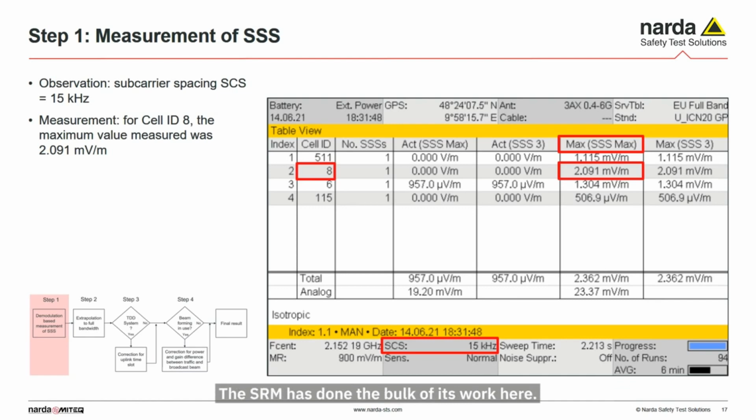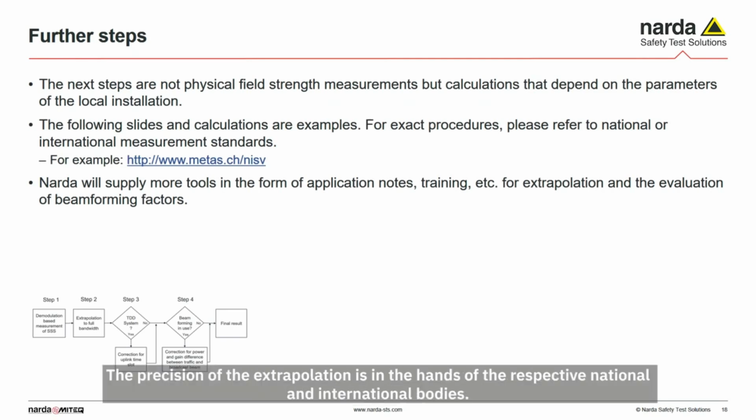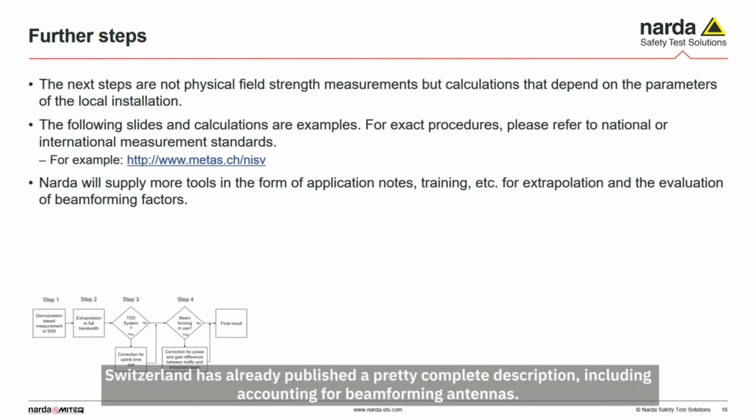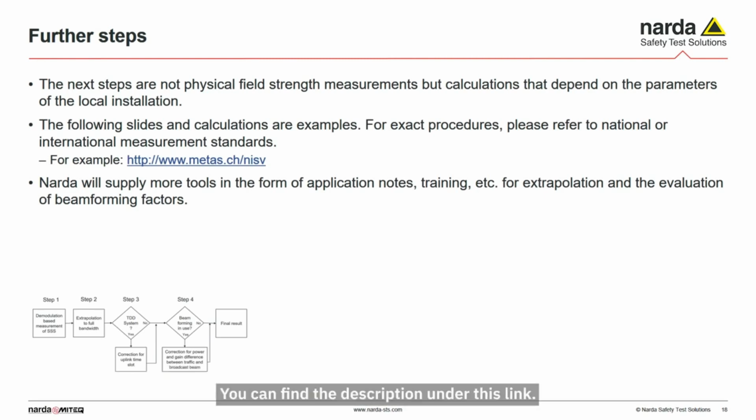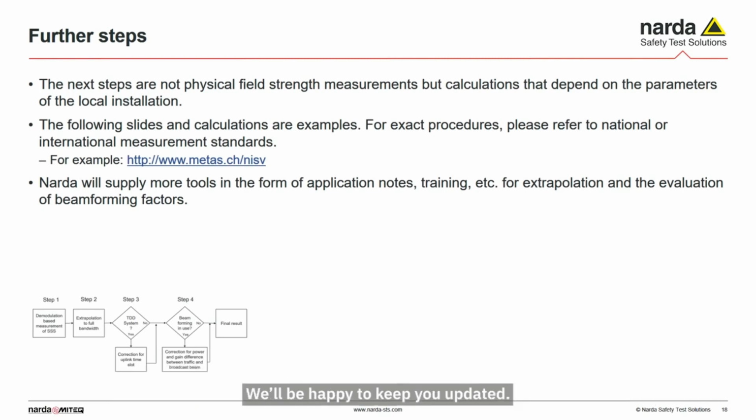The SRM has done the bulk of its work here. What follows is more of an example. The precision of the extrapolation is in the hand of the respective national and international bodies. Switzerland has already published a pretty complete description, including accounting for beamforming antennas. You can find the description under this link. Narda will shortly make available further tools and articles concerning the subject of extrapolation and beamforming. We'll be happy to keep you updated.